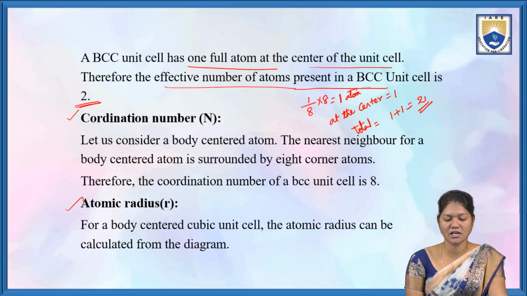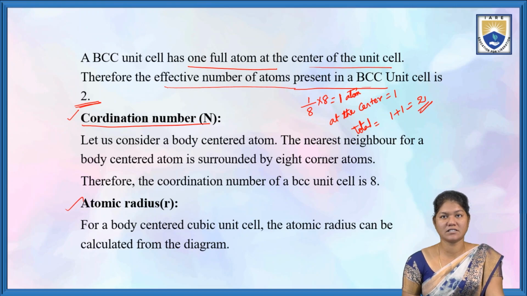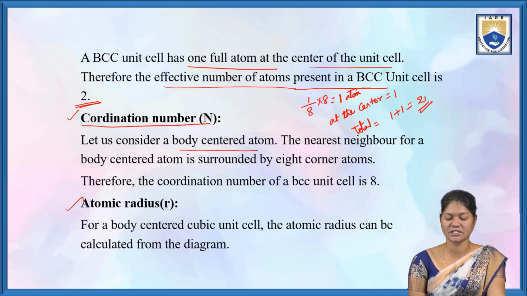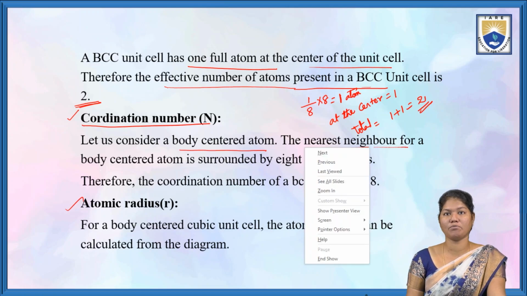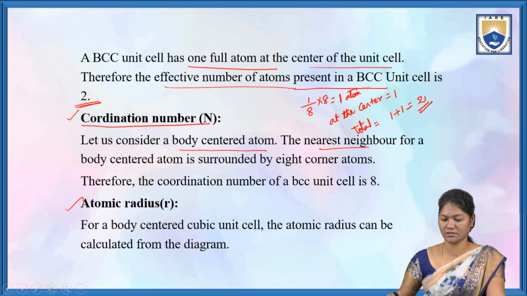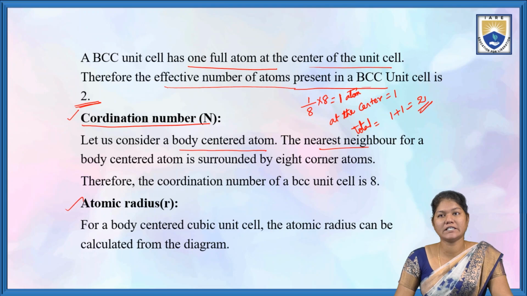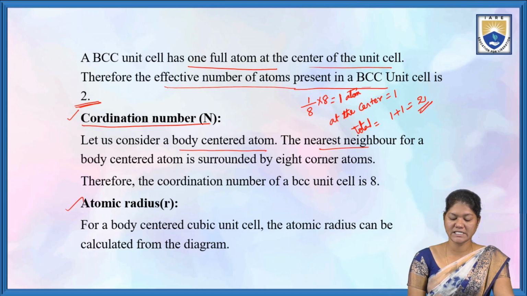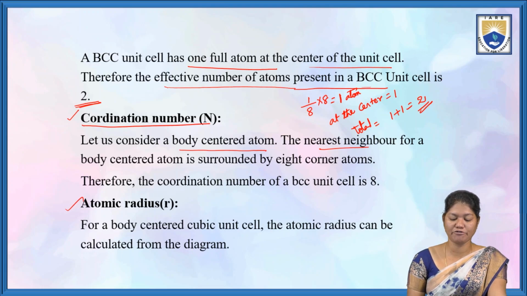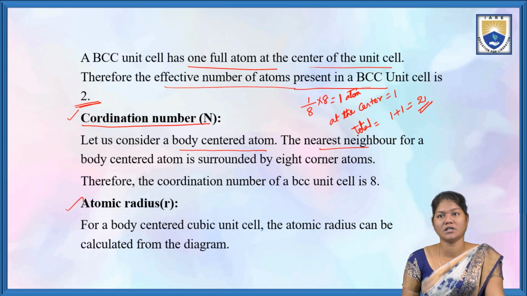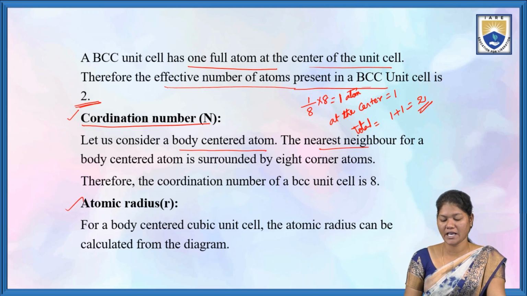Okay. So next, coming to the coordination number. Let us consider a body centered atom. The nearest neighbor for a body centered atom is surrounded by 8 corner atoms. So therefore the coordination number of a BCC unit cell is 8.